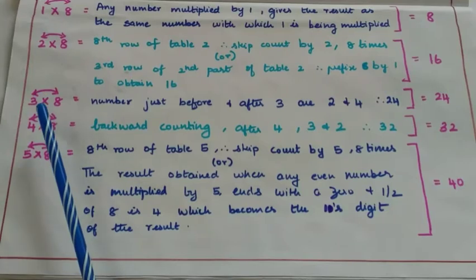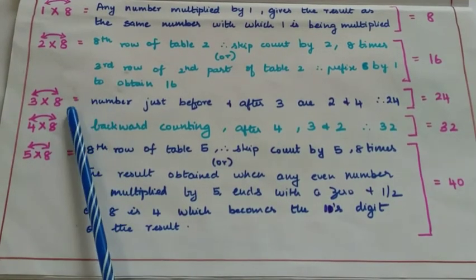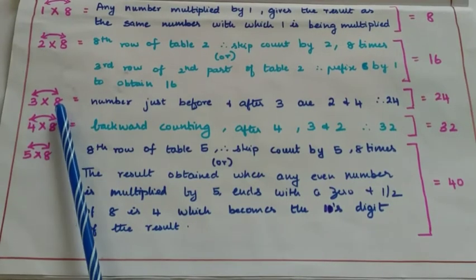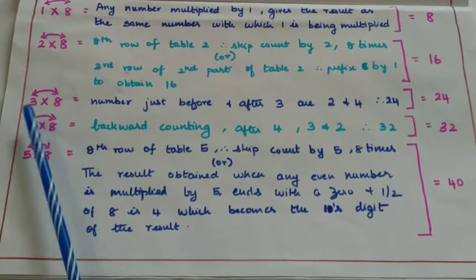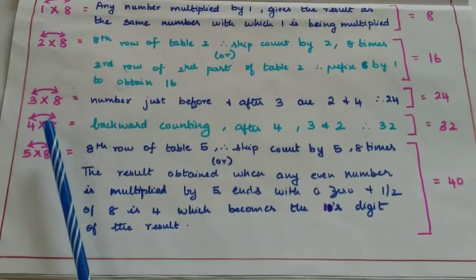Let's move to the next row where 3 is being multiplied by 8. I have already explained about this concept while teaching the table 3. So when you see 3 being multiplied by 8, you need to just remember the concept of just before and after. Therefore, the numbers before and after 3 are 2 and 4. Therefore, the result of 3 into 8 or 8 into 3 is nothing but 24.